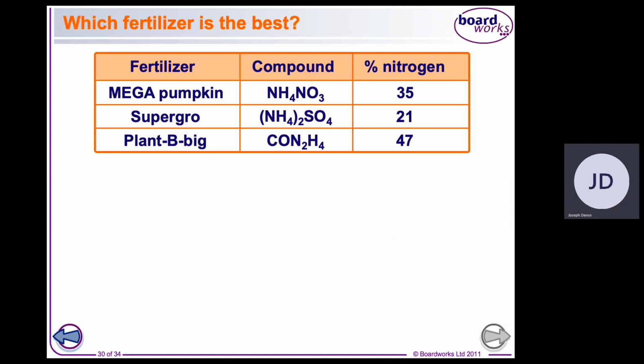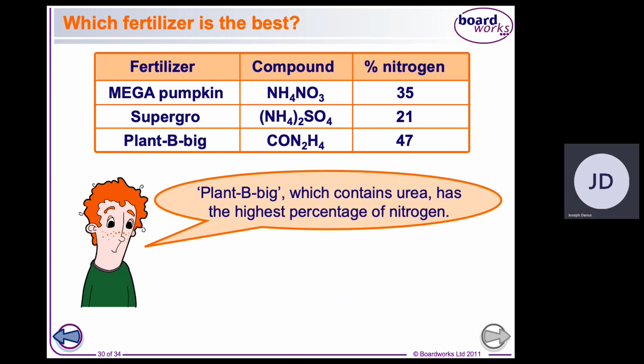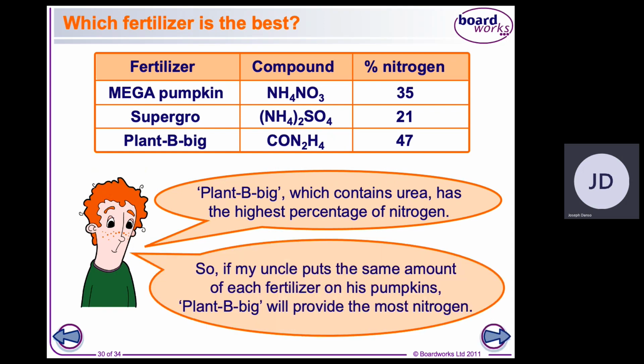Okay, so if you do your maths well, you should get Mega Pumpkin's percentage by mass of nitrogen to be 35%, Super Grow is 21%, and Plant B Big to be 47%. Okay. Now, from this result, we can see that Plant B Big contains the highest percentage of nitrogen, and so that is the best fertilizer to be used.